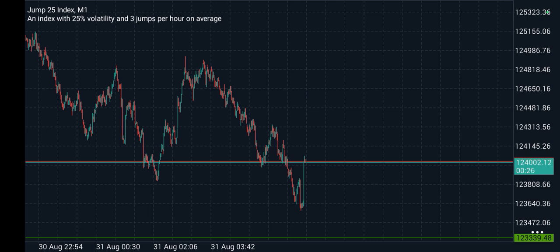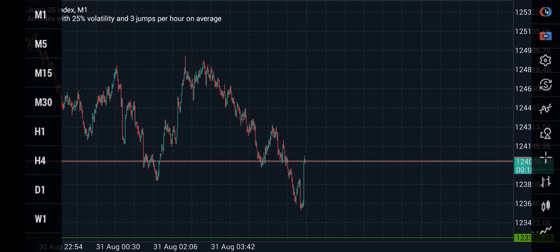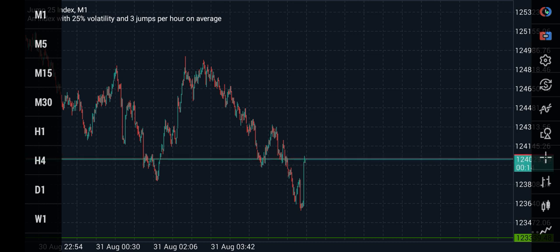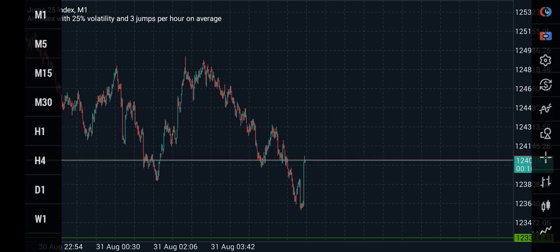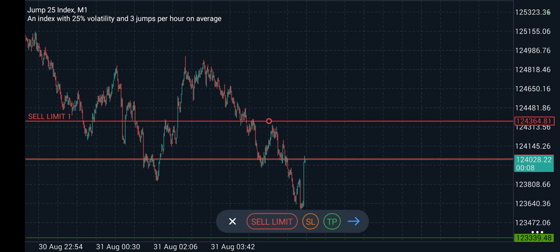So the ask price is the price where you'll be quoted at when you buy an asset, while the bid price is the price where you'll be quoted at while selling an asset. Are we together? So now we'll be moving on to types of orders.